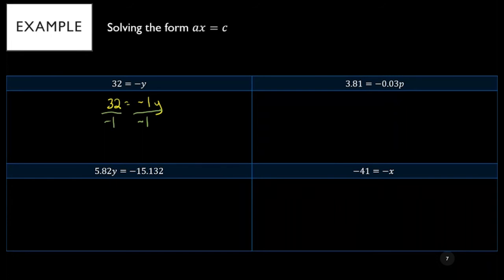And I do like to color code and write it in a different color like this, just so you can see the intermediate step. And so 32 divided by negative 1 is negative 32. And then negative 1 divided by negative 1 is a positive 1, so we're left with just y.